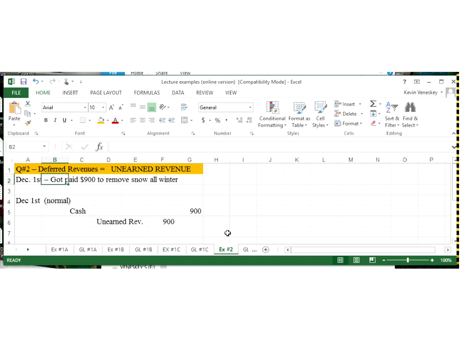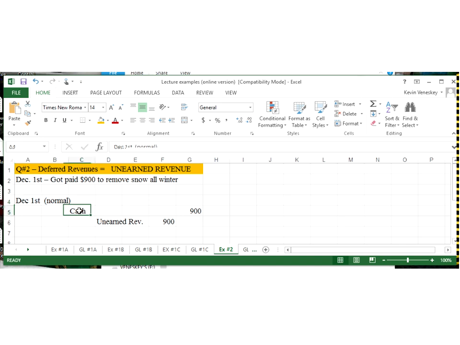So here's a real basic example. Let's say I'm in the snow removal business, and I get paid $900 up front, December 1, to do all the snow for the rest of the winter. Now the winter, of course, expands over 2 years: the current year, and then on into the new year in January.